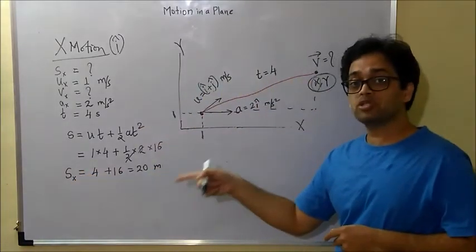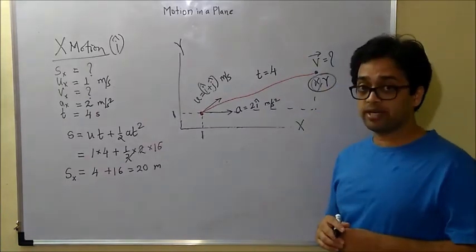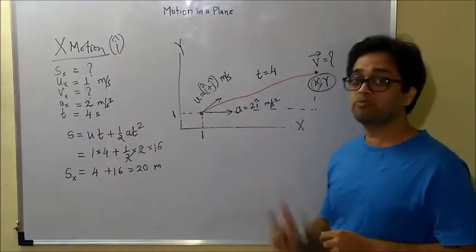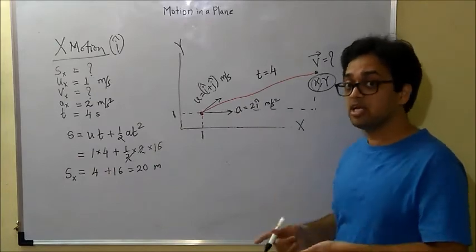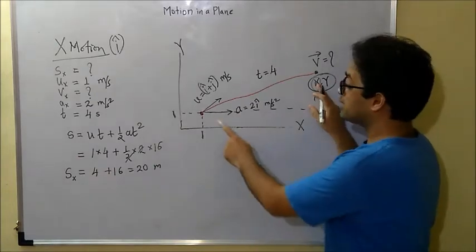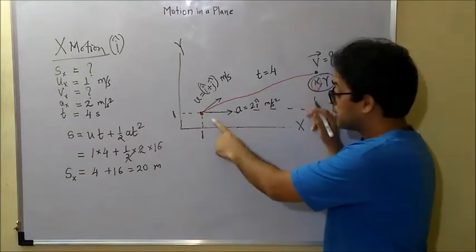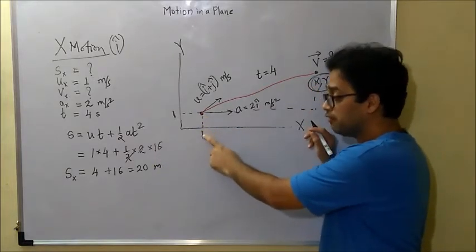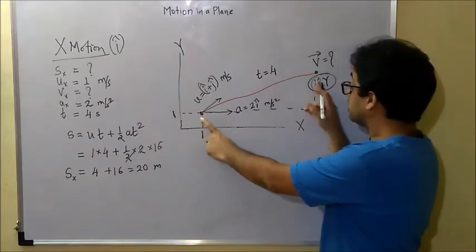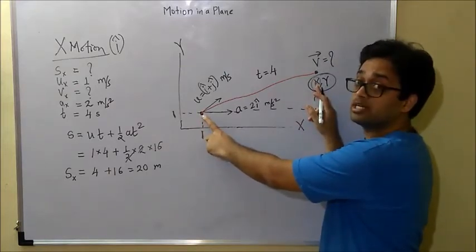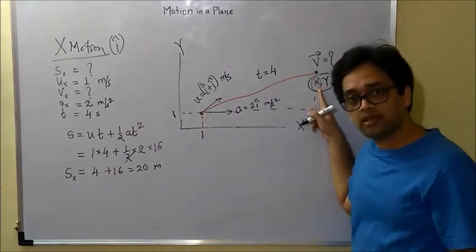Do not confuse it with the x coordinate. What is it? It is my displacement in the x direction. That means difference between the x coordinates is 20 meter. That means if initial x coordinate is given to be as 1 meter and the difference between the two is 20, that means this has to be 21.